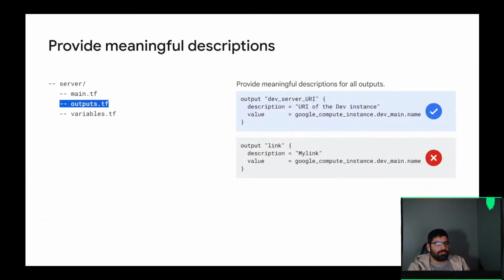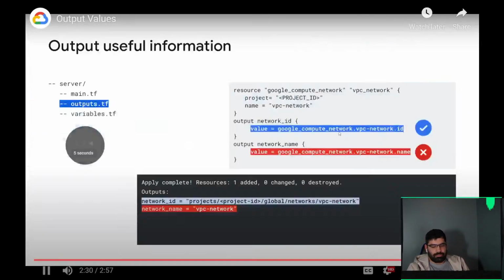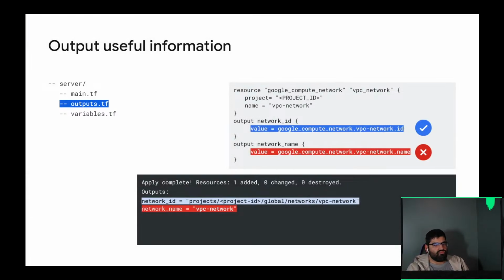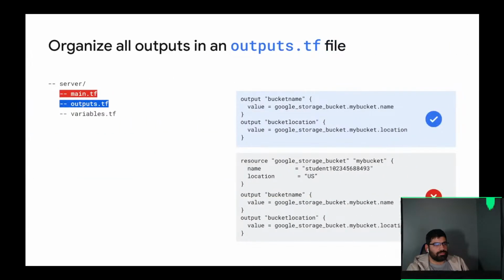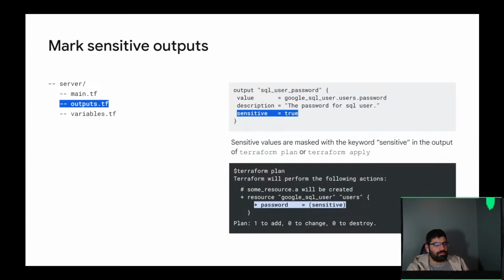As with variables, provide meaningful names and descriptions. Organize your code so that network ID, network name, and other useful information like IPv4 and self-link are included. Organize your code to include all output values in a file named output.tf. Finally, mark sensitive outputs. Instead of attempting to manually encrypt sensitive values, rely on built-in support for sensitive state management. When a value is marked as sensitive, the data is masked from the output of the Terraform plan or Terraform apply command.